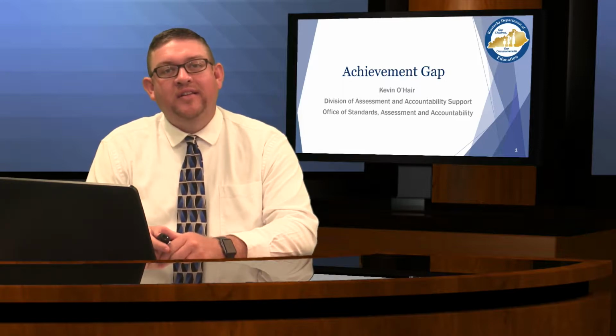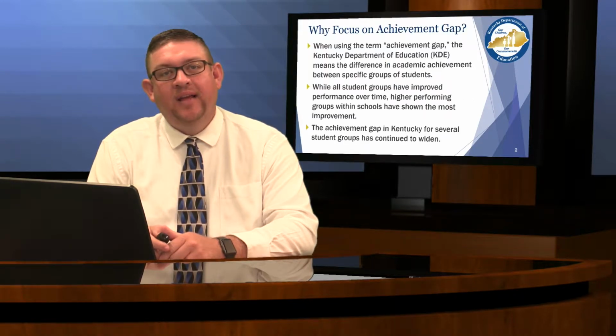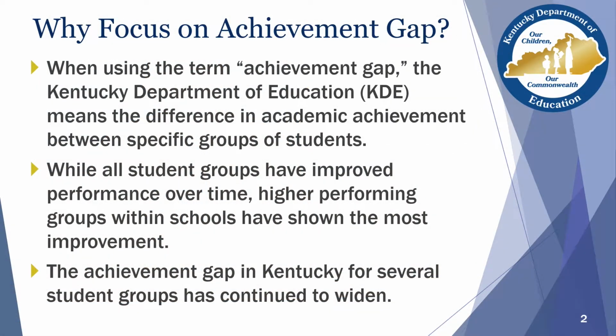Today we are going to discuss an area that impacts a large number of Kentucky schools: achievement gap. The Kentucky Department of Education is focusing on the difference in academic achievement between student groups. Even though improvement has been steady over time, it has been in the areas related to the higher performing student groups within schools. For some of our student groups, the gap has continued to widen.